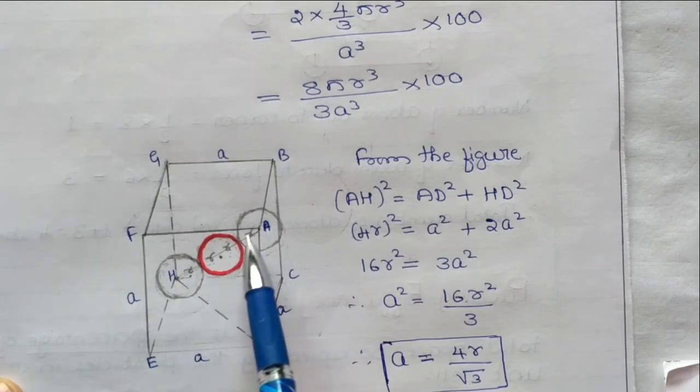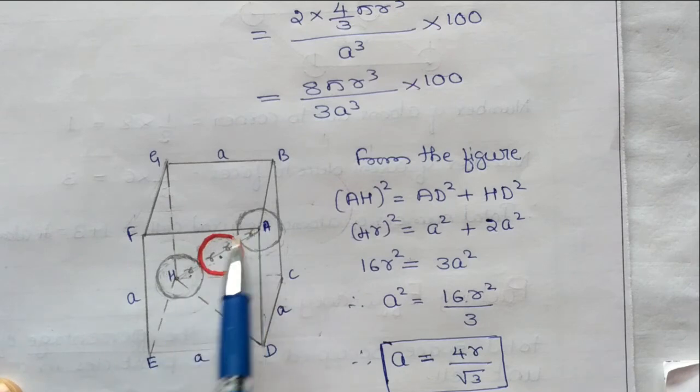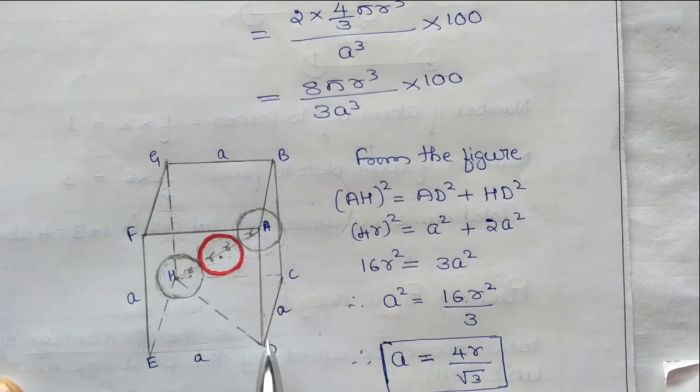So applying Pythagoras theorem, this is a 90 degree, 3-dimensional picture. You have to imagine you are in a room, going from one diagonal to another diagonal. This is the diagonal. This is the floor, and this is one floor edge. So this becomes a right angle triangle. Applying Pythagoras theorem here, what happens?